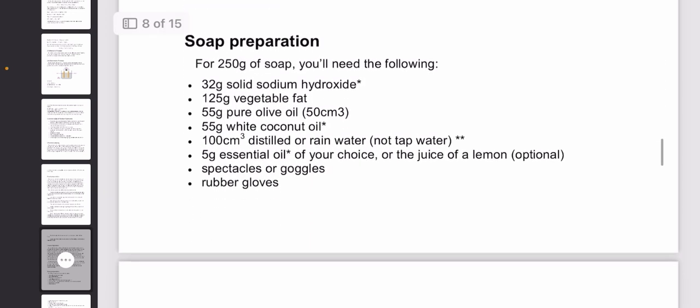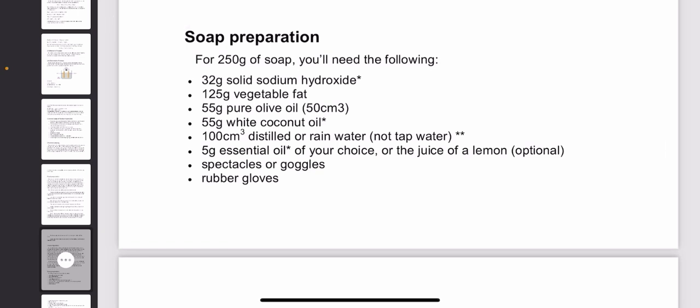Soap production. I'm going to explain the whole process of how you can make your own soap with sodium hydroxide. For 250 grams of soap you will need the following ingredients: 32 grams of sodium hydroxide, 125 grams vegetable fat, 25 grams pure olive oil, 55 grams white coconut oil, 100 cubic centimeters distilled or rainwater, not tap water, and 5 grams essential oil of your choice, or the juice of a lemon.